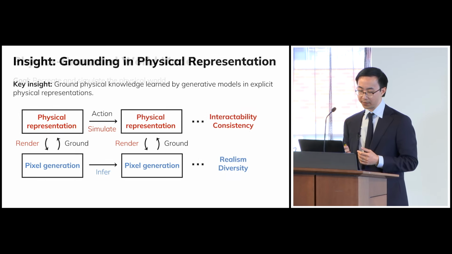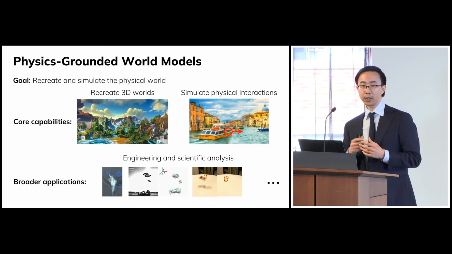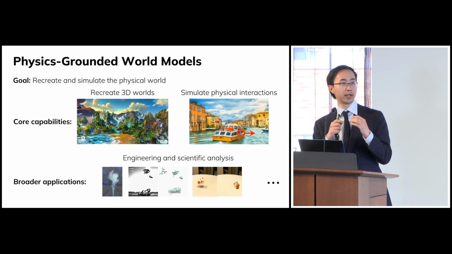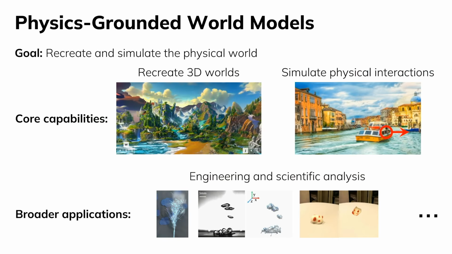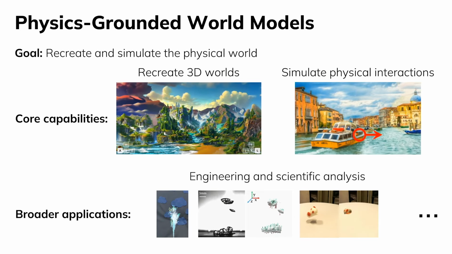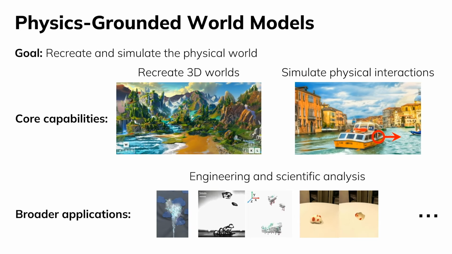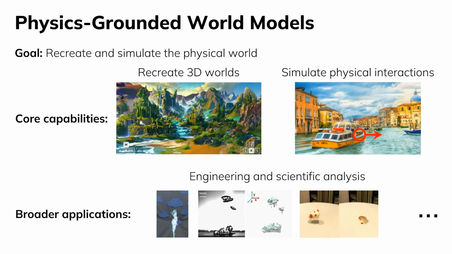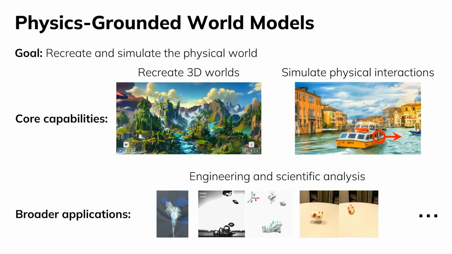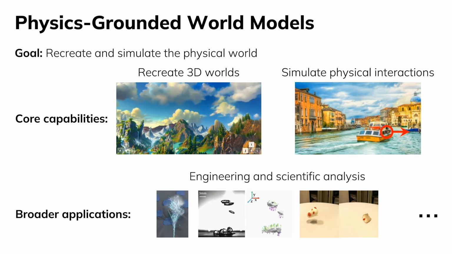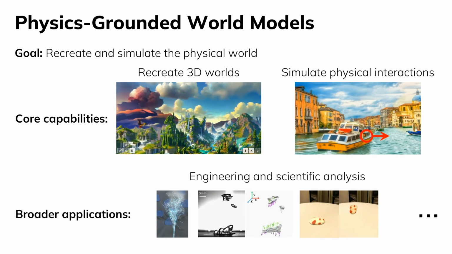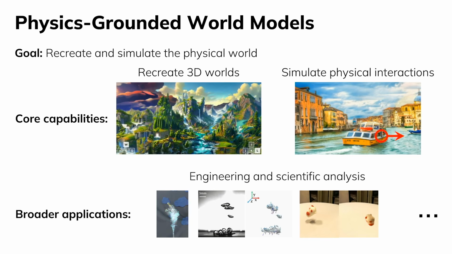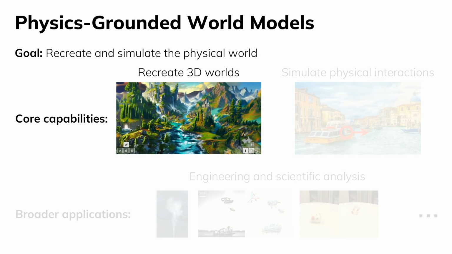And we call this a physics-grounded world model. Now, let me show you how this key insight plays out in practice. I'll walk you through two core capabilities of world models. That is, recreating 3D worlds and simulating physical interactions within these worlds. I'll also show how physics-grounded world models can be applied to broader domains, such as engineering and scientific analysis. Let's start with world generation for now.